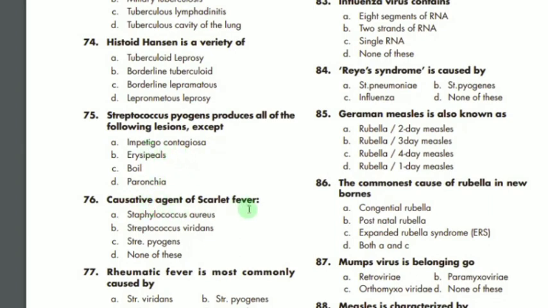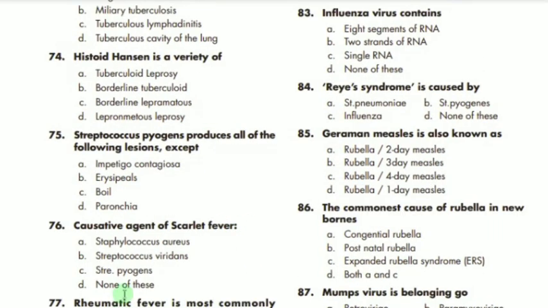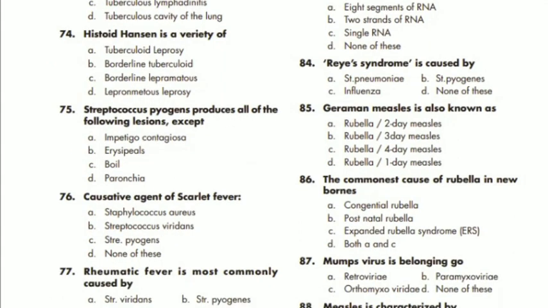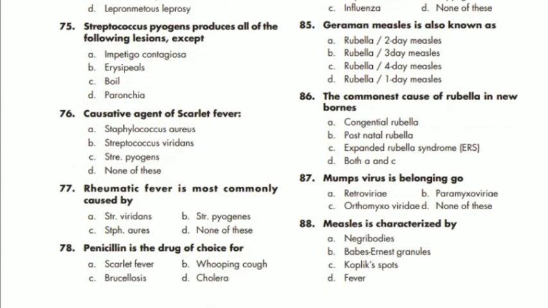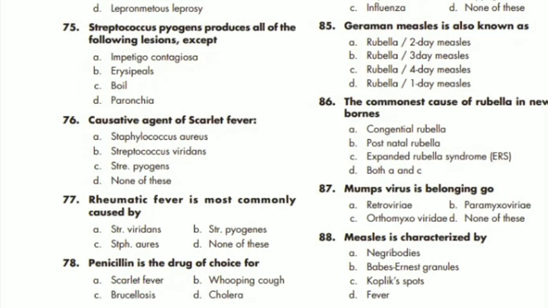Then we have the causative agent of scarlet fever. The causative agent of scarlet fever is Streptococcus pyogenes. C is the correct option. Rheumatic fever is most commonly caused by Streptococcus pyogenes. B is the correct option. 78 MCQ says that penicillin is the drug of choice for scarlet fever. A is the correct option.